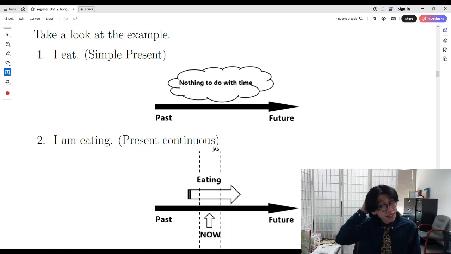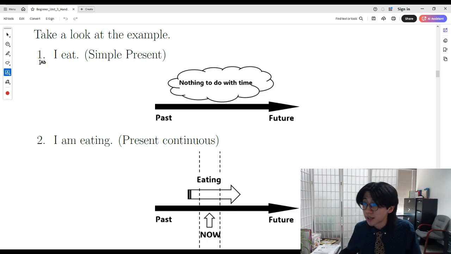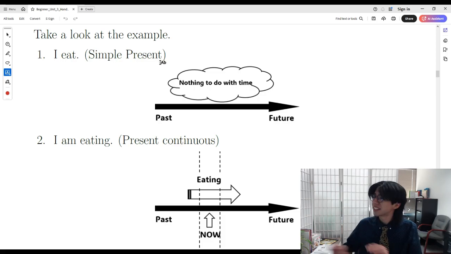When you take a look at this timeline, it explains a little bit better. For number one, I eat, as for simple present, this is nothing to do with time. Yes, it is in the present tense. It's not in the past. It's not in the future. But there's no limit with the time and when that is happening. Okay? So I eat as for a habit, right?